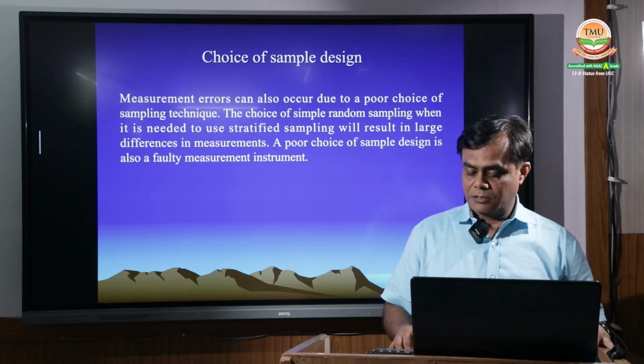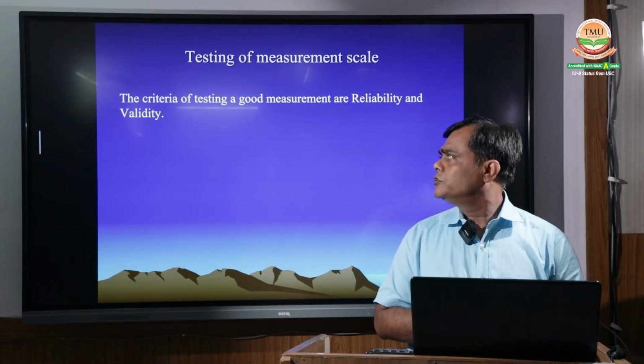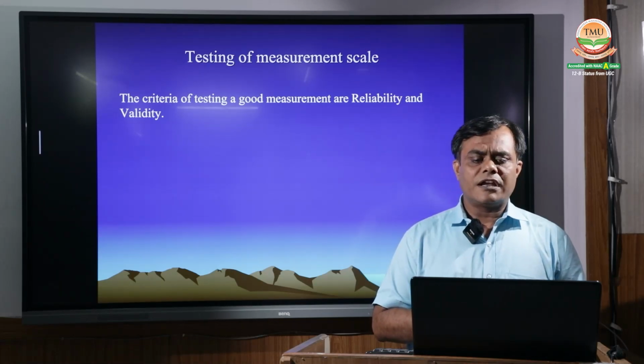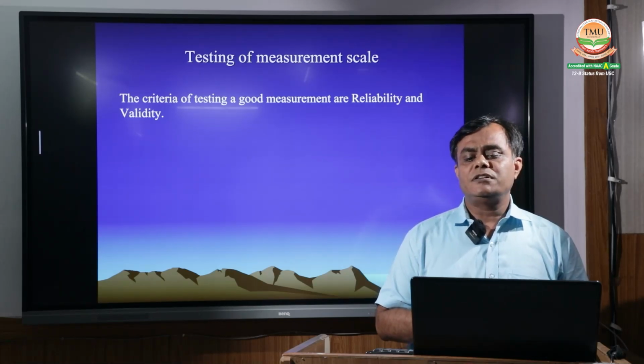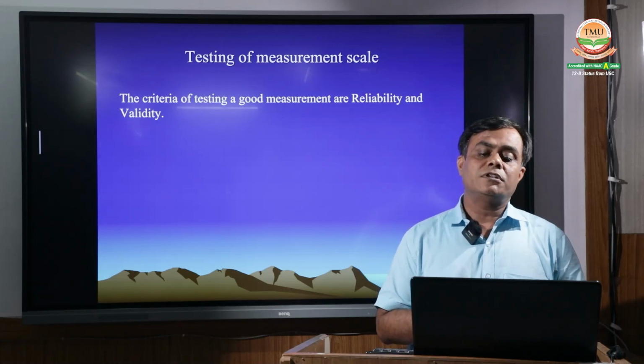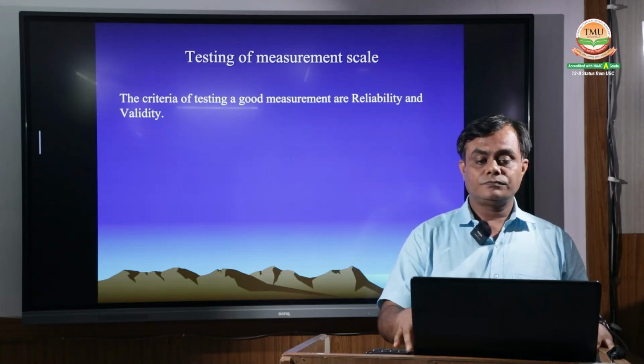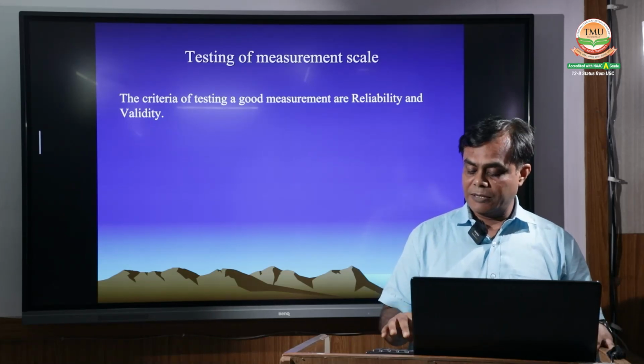So next is the testing of measurement scale. The criteria of testing a good measurement are reliability and validity. Whatever good measurement you take should be reliable and have validity. So first we go through reliability.